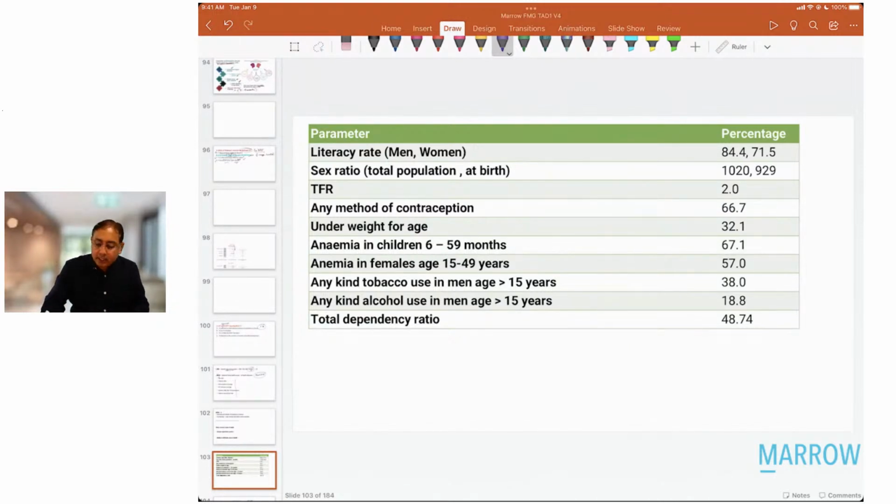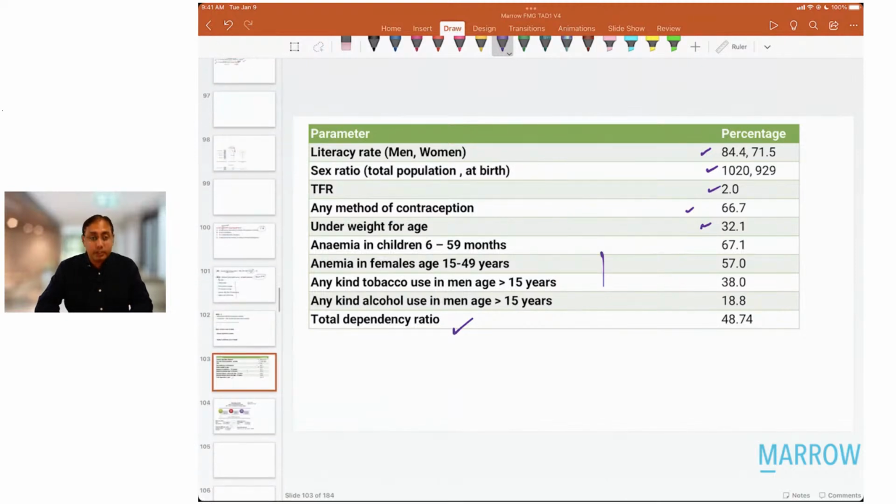It can be asked like: what is the total fertility rate, what is the sex ratio of India, the literacy rate, underweight for age, any method of contraception, anemia in females, the total dependency ratio. All these are data by NFHS and they can be asked in your exam.